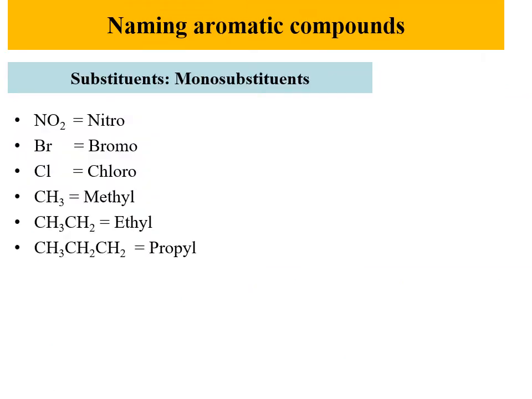Here are some of the names for monosubstituents. For example, we know that NO2 is nitro, Br is bromo when it is a substituent, and Cl, chloride, when it becomes a substituent, will be chloro. For CH3, when it becomes a substituent, it is methyl, followed by ethyl, which is 2 carbons, and propyl, which is 3 carbons.